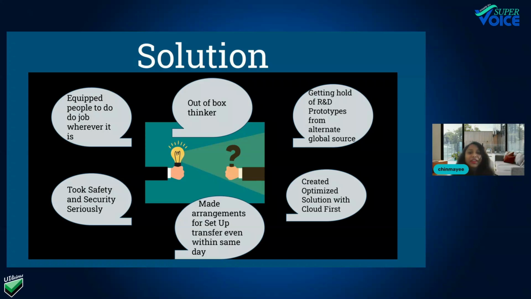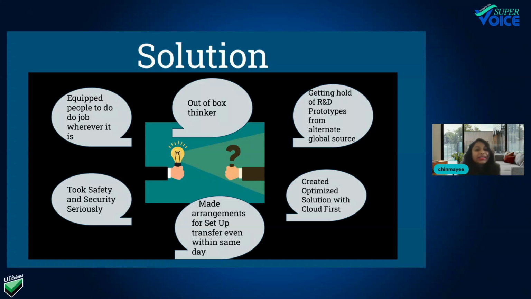Third, she made arrangements for the setup transfer even within the same day. She laid out a plan. She had 2 to 3 backup setups. And for the people living in the same city, like A, B, and C, she exchanged the setups restricted to specific times. For example, if by 10 a.m. the setup has to be available to A, then by 6 p.m. the setup has to be available to B. This is how within-the-day exchangeable setup arrangements were made.